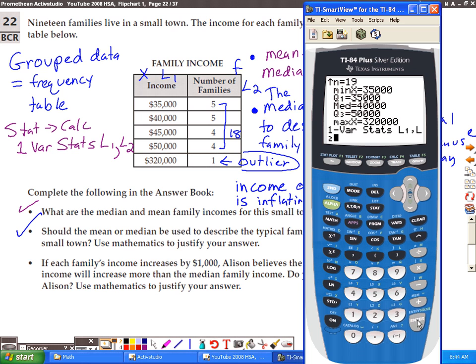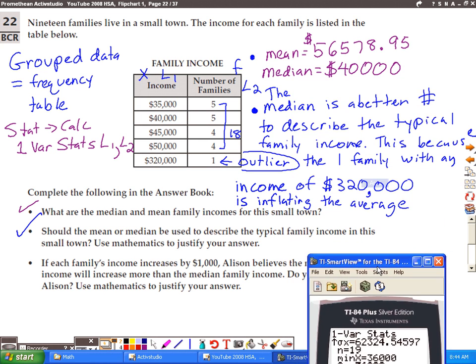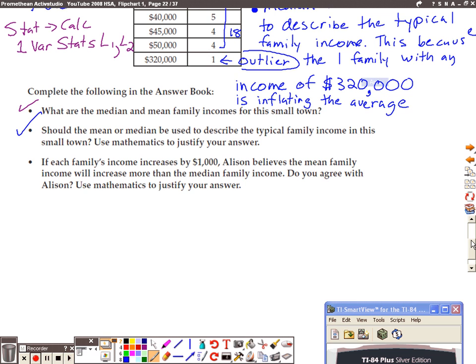Enter. Okay, and we can see, if we compare, the mean was 56,000. Now it's exactly 1,000 more. So the average is exactly 1,000 higher. The median is also exactly 1,000 higher. So, do you agree or disagree? Well, I disagree. Allison is wrong.